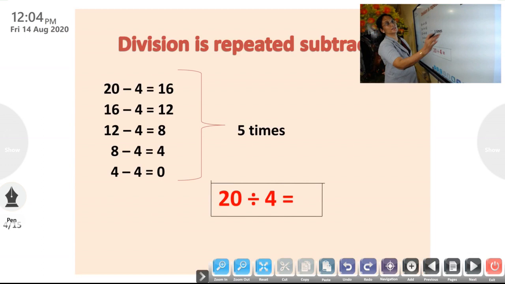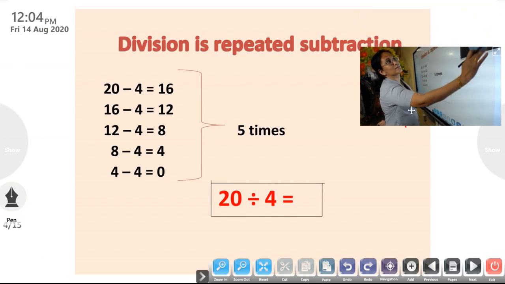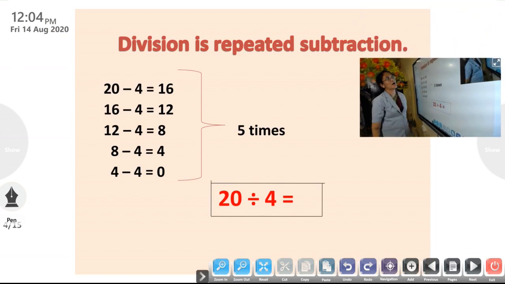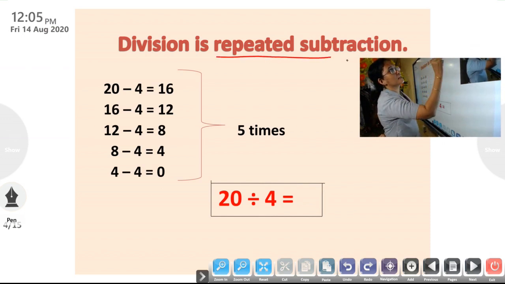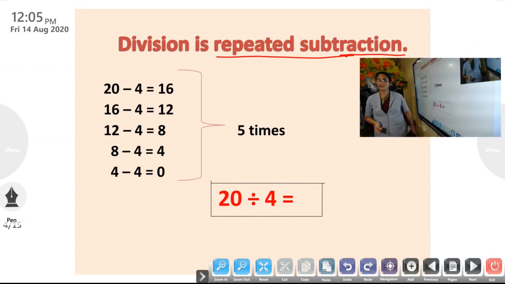See, division is repeated subtraction. You have studied that multiplication is repeated addition, isn't it? Similarly, division is repeated subtraction. Now let us see why we say that division is repeated subtraction. Look, I have given one example here.